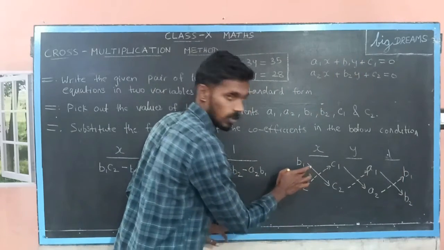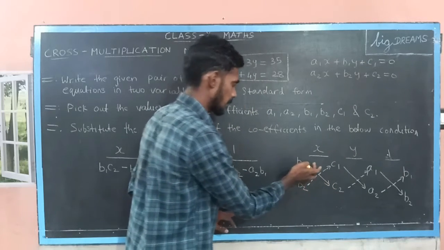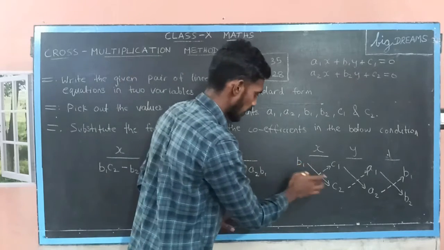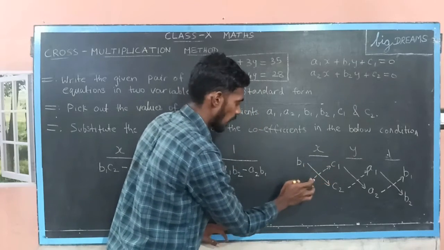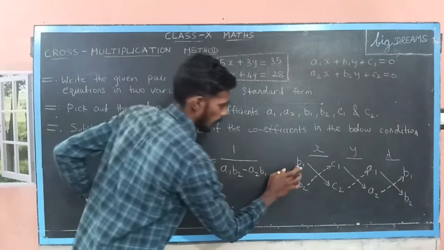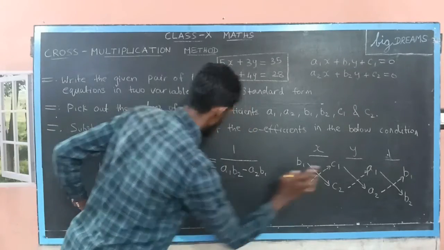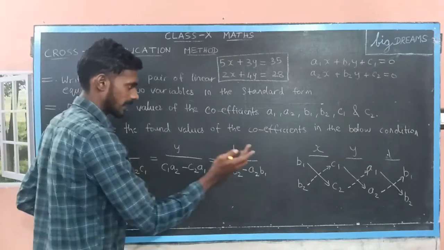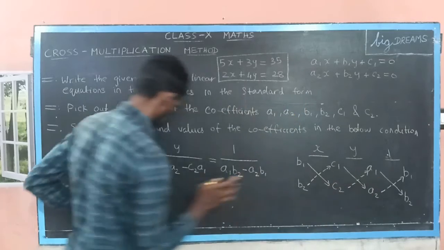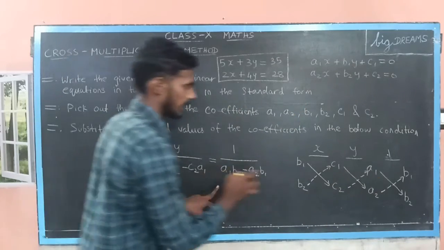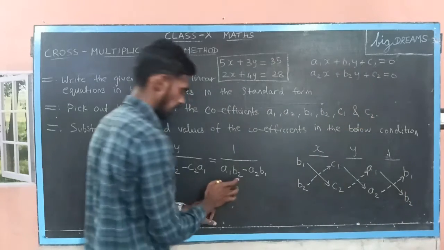Then you have to just cross multiply. From up to down it is a straight line, which means there is nothing to do with the signs. When going in the upward direction, I have represented it in dotted lines because you have to put the minus sign. b1 into c2 minus b2 into c1. Clear? And like that, c1 into a2 minus c2 into a1. Then a1 into b2 minus a2 into b1.